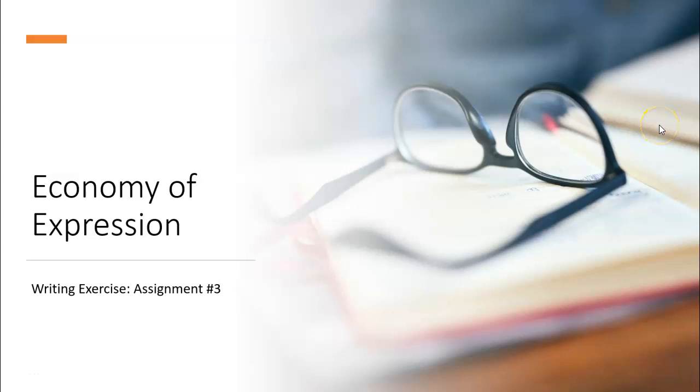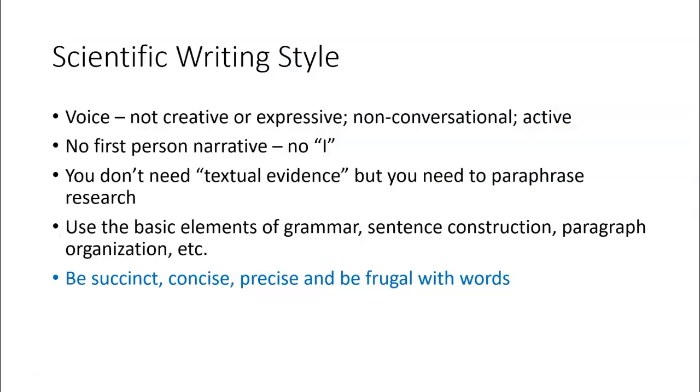In this writing exercise, we're going to be talking about economy of expression. What I mean by that is we're going to focus on developing a scientific writing style. Particularly in APA format or in most social sciences, you're going to be using a scientific writing style in your papers. That means your voice has to have a more academic or formal tone. It means that it's not creative or expressive.